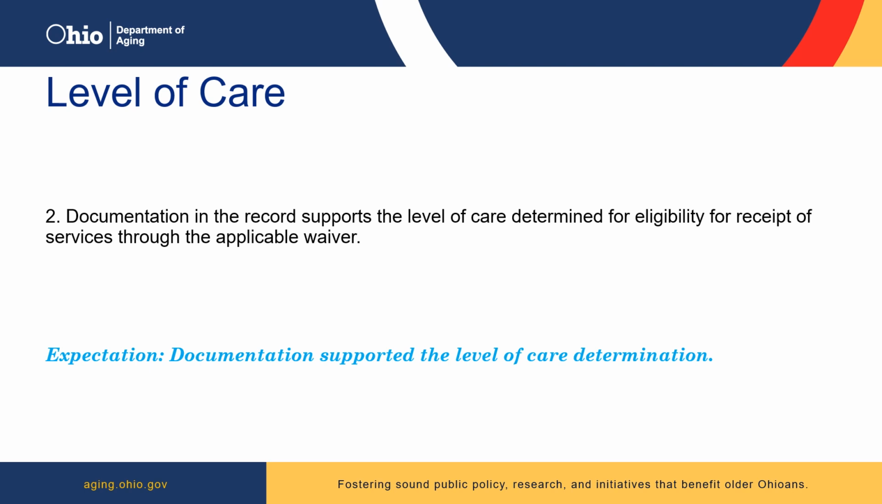The next review element deals with the requirement that each waiver participant be provided with an initial assessment and periodic review at least annually of the need for a level of care specified in the waiver. This documentation should be located in the case management system under the level of care assessment screen, but may also be supported through case note documentation.